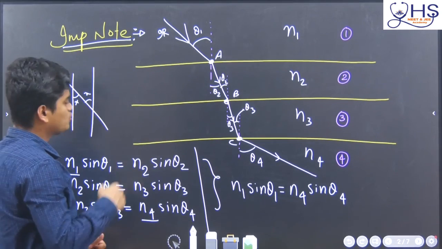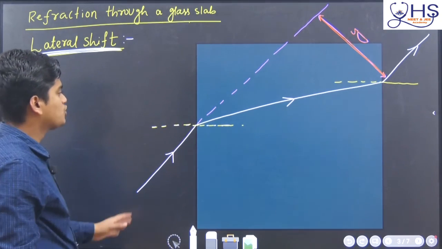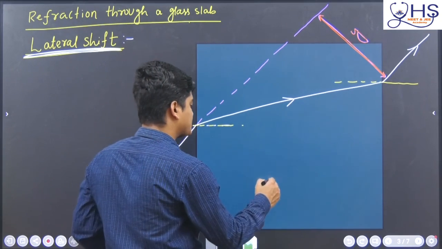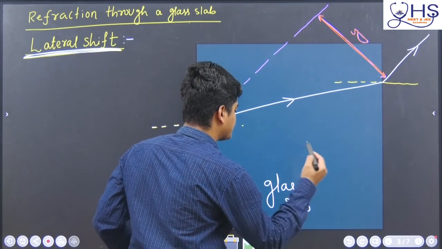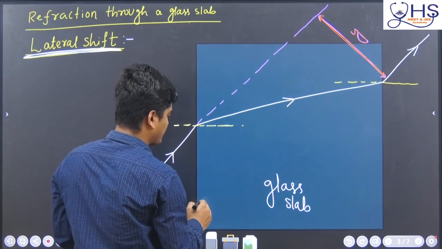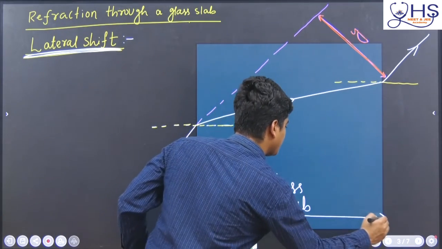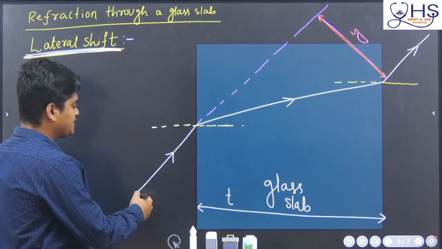Okay. Now we will go to the main thing, which is basically lateral shift. So here we have a glass slab. This glass slab is having thickness, from here to here, thickness T. Now here one incident ray is coming.